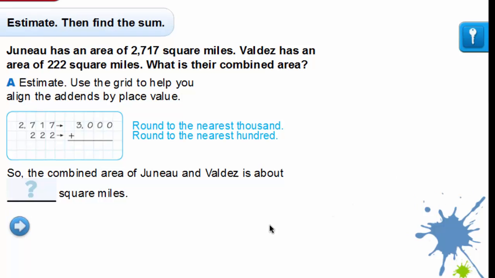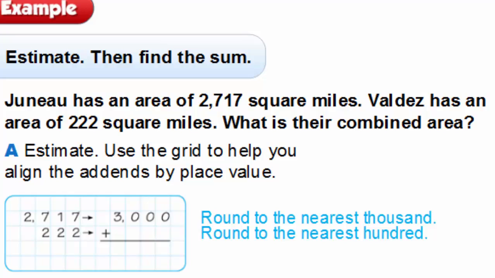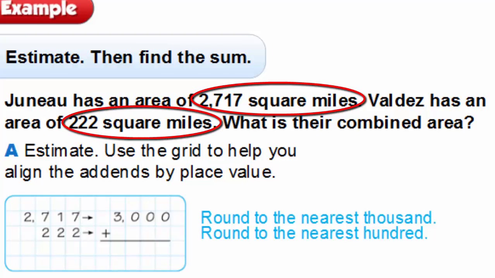All right, boys and girls, on this next example, we're going to start by estimating, and then we're going to find the sum. Let's read the problem. Juneau has an area of 2,717 square miles. Valdez has an area of 222 square miles. What is their combined area? First, we want to estimate.